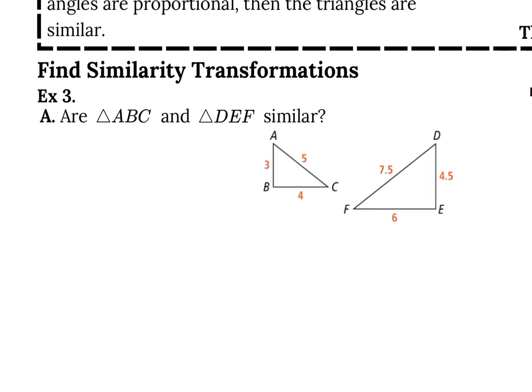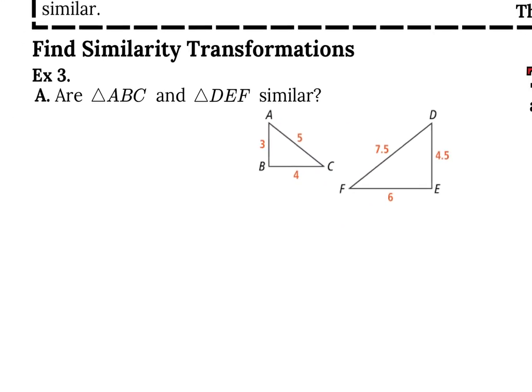All right, example 3. Are triangle ABC and triangle DEF similar? And they gave us some measures here. So we want to prove that the sides are similar. So we're going to create our scale factors. So my first side, AB, should be similar to DE. Well, AB is 3, DE is 4.5, so 3 over 4.5. When I reduce that down, I get 2/3.